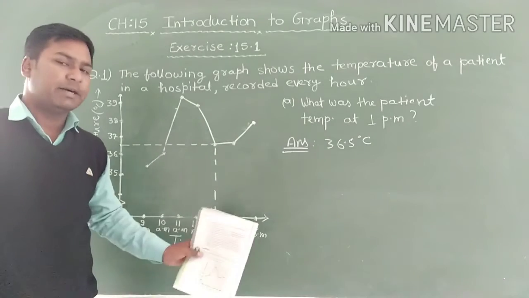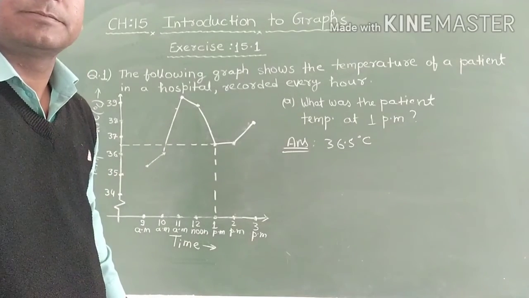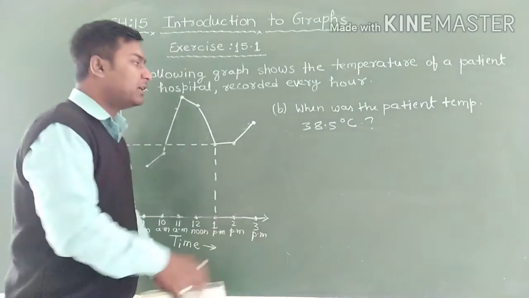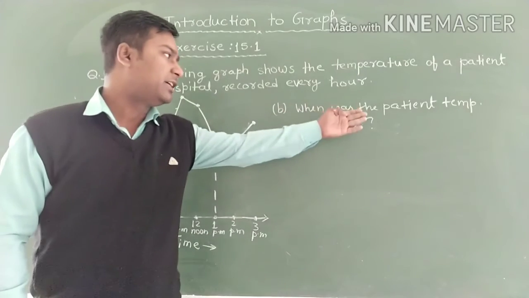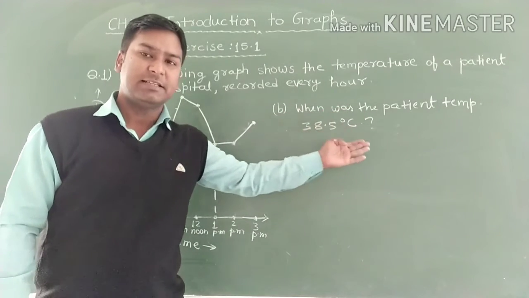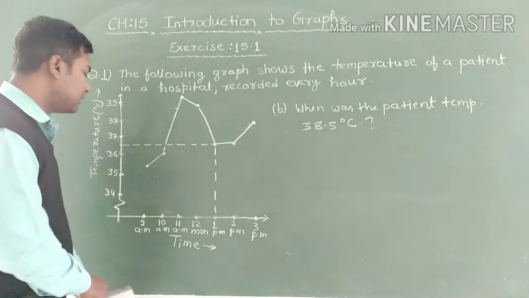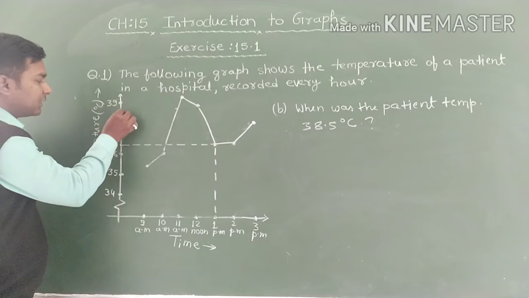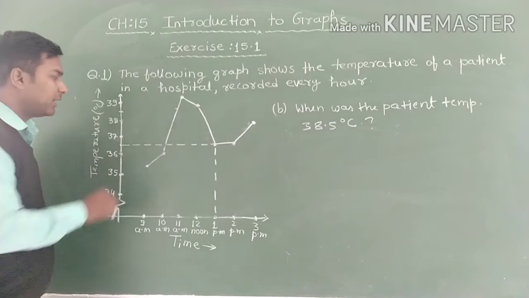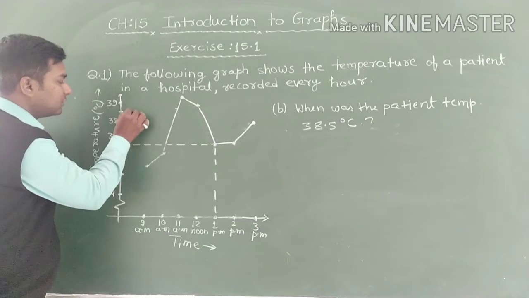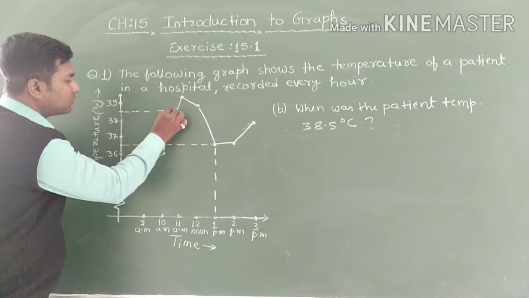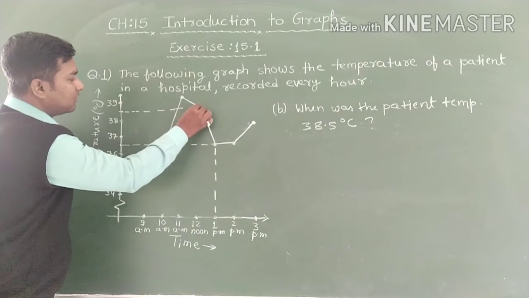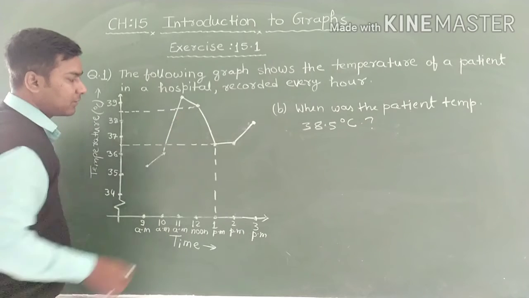Next B part. Now B part, when was the patient's temperature 38.5 degrees Celsius? Now we can see here, this is 38 and this is 39. In between, this is 38.5 degrees Celsius. Okay, so just draw a dotted line here from this point. So we can get the dotted line will meet at this point.